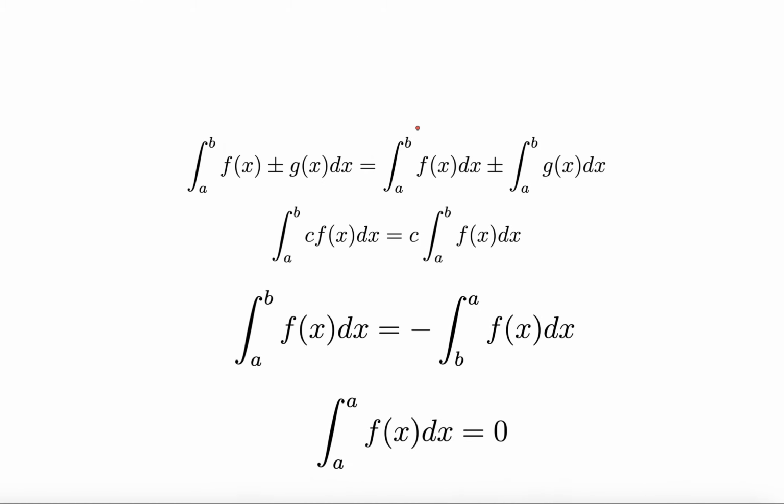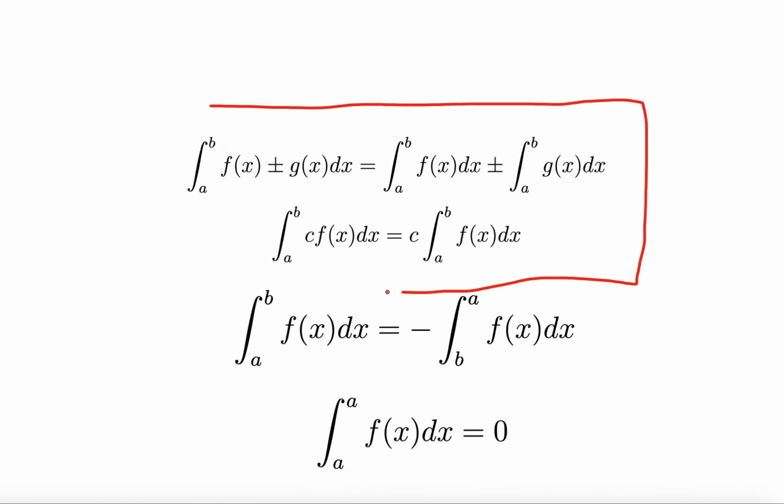First of all, we have linearity. These are the first two properties here. What this says is that the integral of f plus or minus g dx is equal to the integral of f plus or minus the integral of g. In English, the integral of the sum or difference is the sum or difference of the integrals. And the second part with constants: the integral of a constant times a function is the constant times the integral of the function. You can hop it out. And that's the first thing we're going to prove.